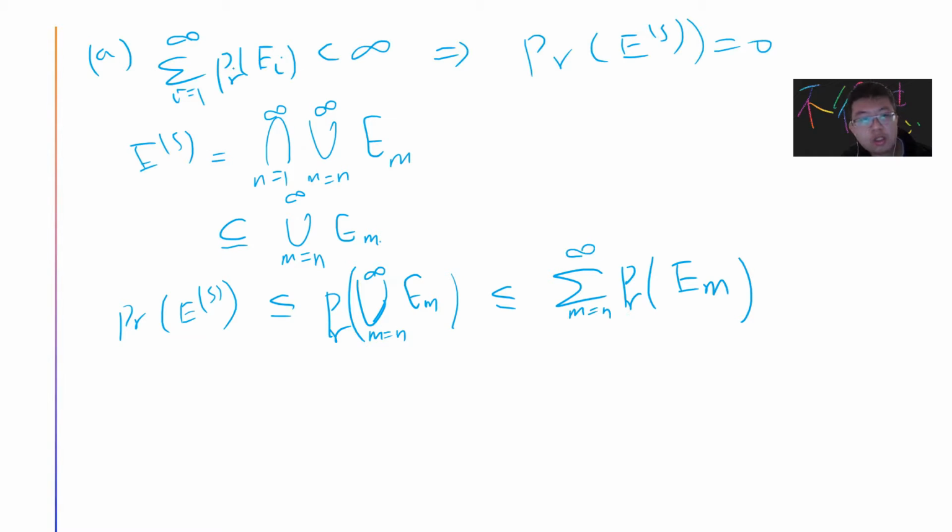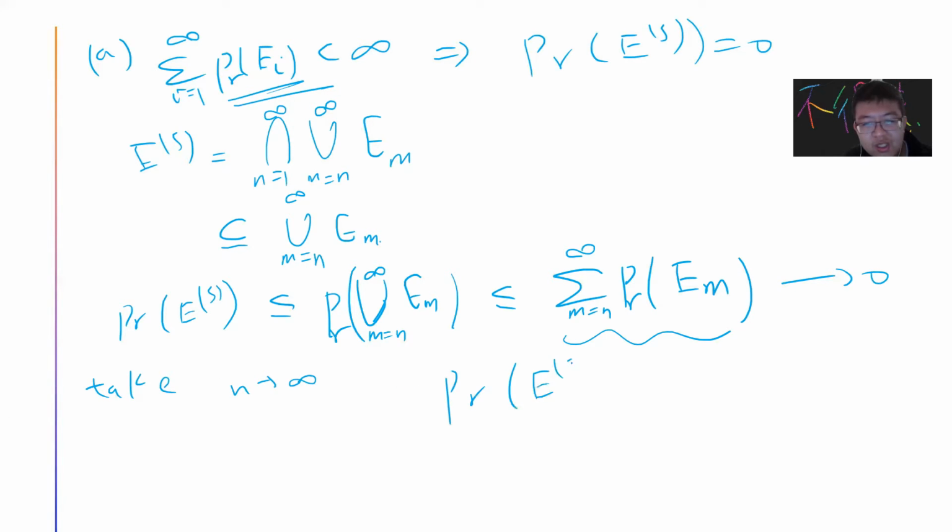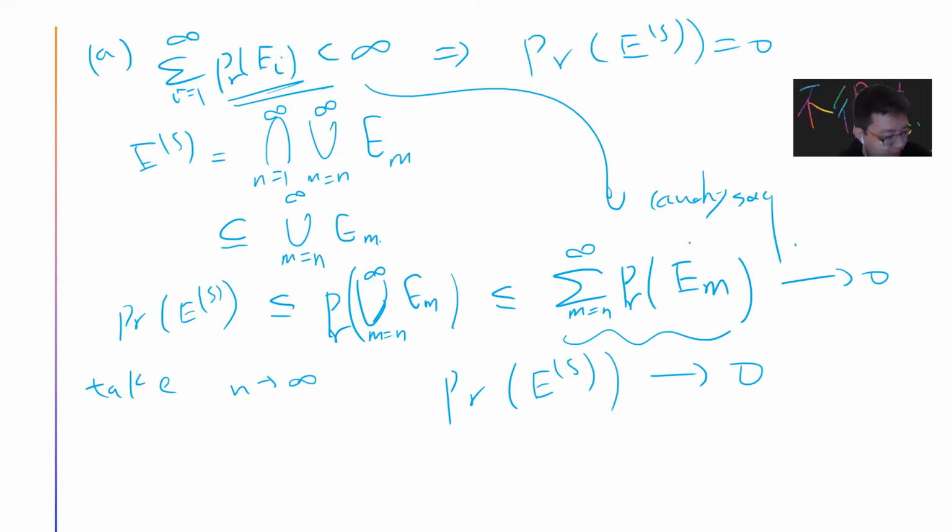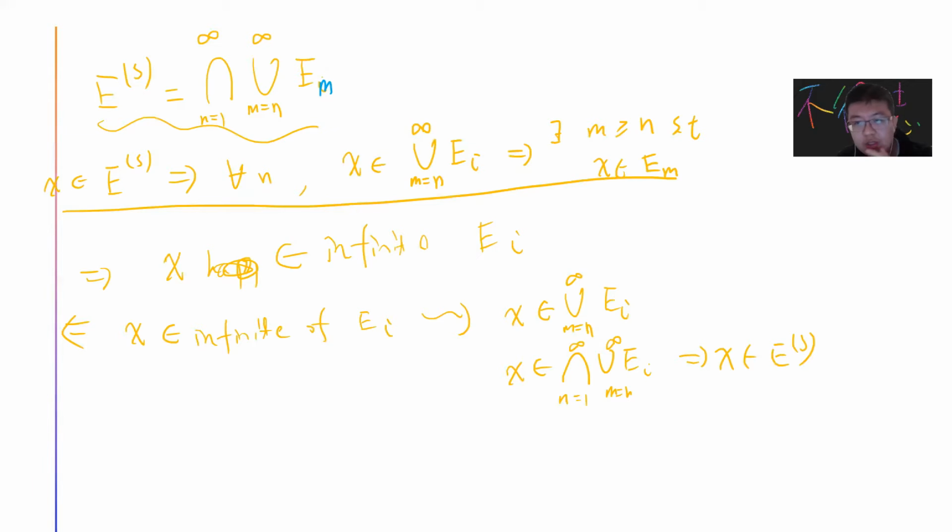Since this converges, this is a Cauchy sequence, so this partial sum will go to 0. So you just take n to infinity, then this goes to 0, because convergence implies this is a Cauchy sequence. So very trivial.